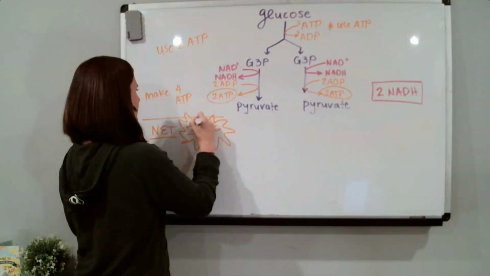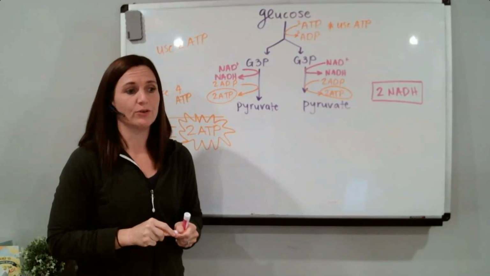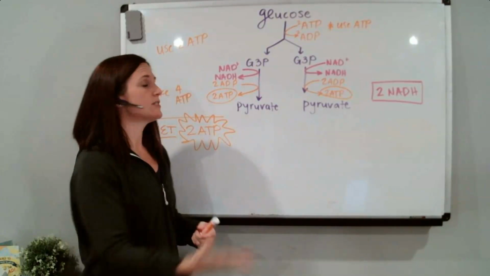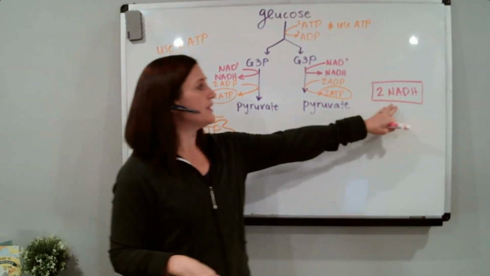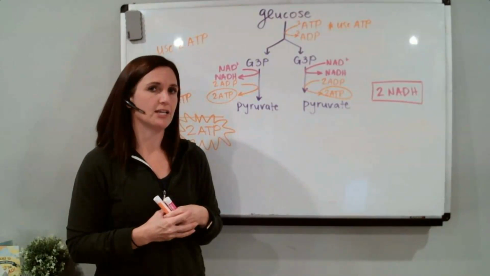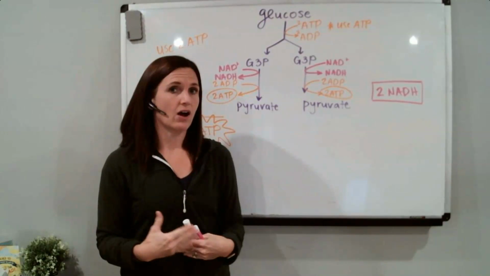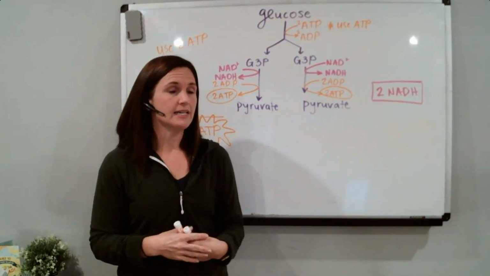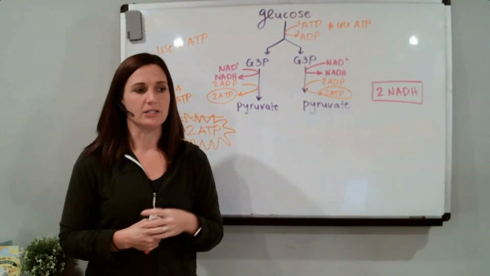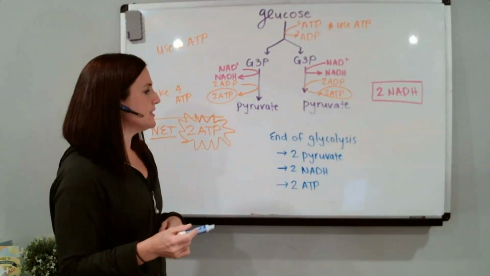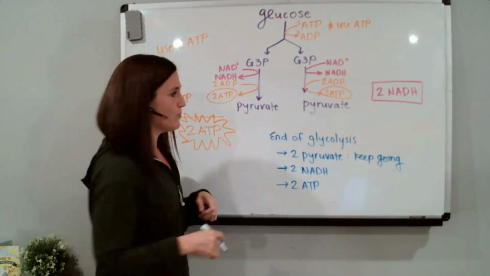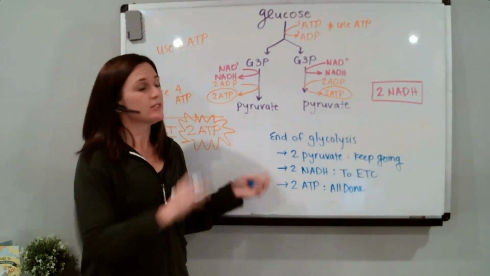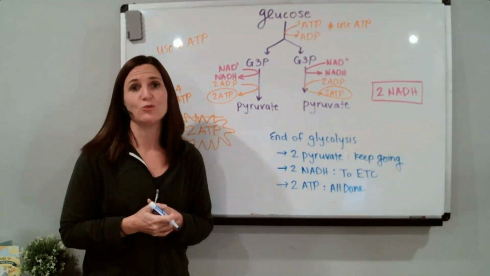And we have 2 ATP molecules that are ready to go be used in the body somewhere. So these ones are done. They get to leave. These 2 we're going to keep track of as we continue. So at the end of glycolysis, we have 2 pyruvates, 2 NADHs, and 2 ATPs, 2, 2, 2. So the 2 pyruvates are going to keep going. The 2 NADHs head off to the electron transport chain. And the 2 ATPs are all done. They get to leave. They get to go be used somewhere in the body.